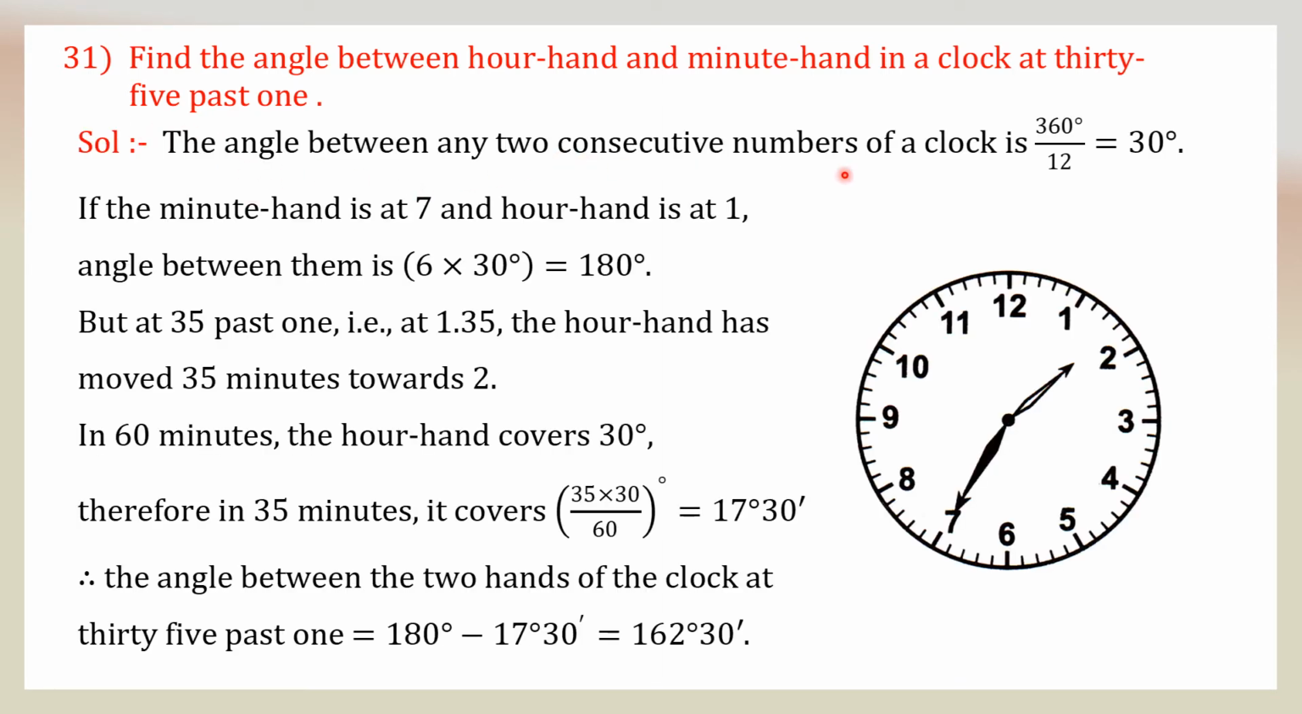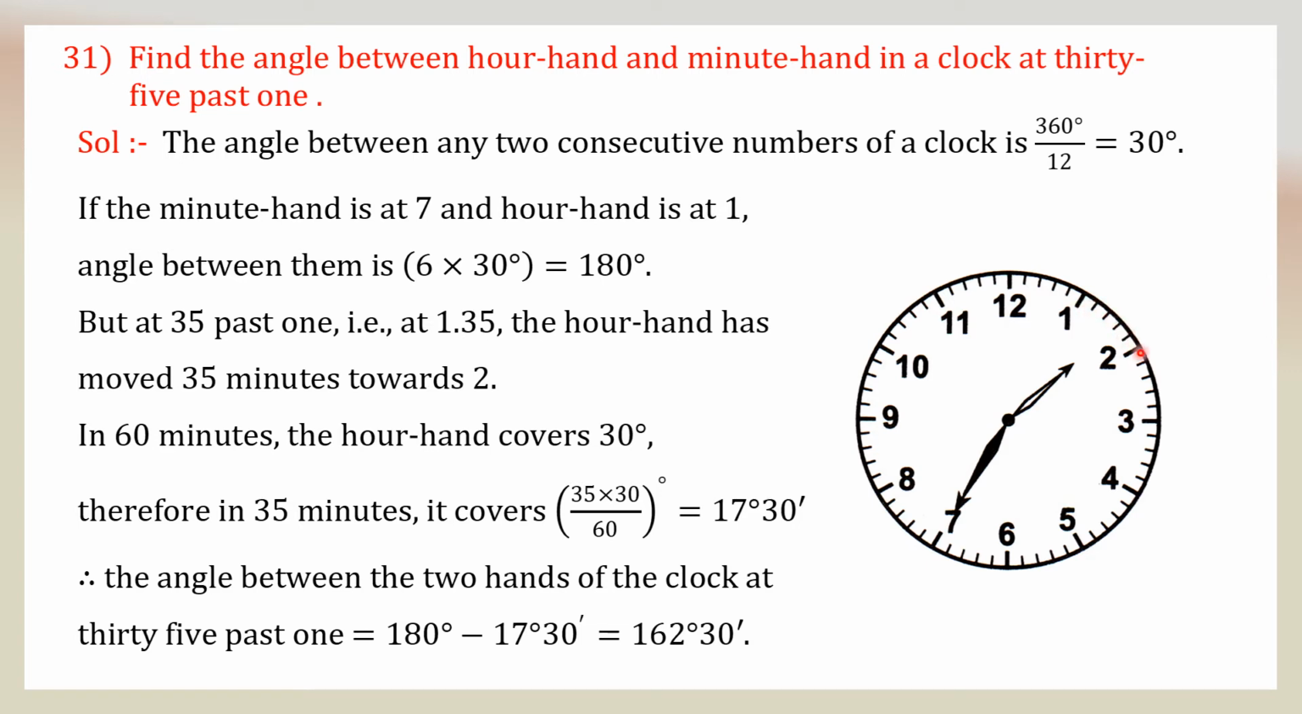Solution. The angle between any two consecutive numbers of a clock is 360 degrees divided by 12, equal to 30 degrees. If the minute hand is at 7 and the hour hand is at 1, then find the angle between them.